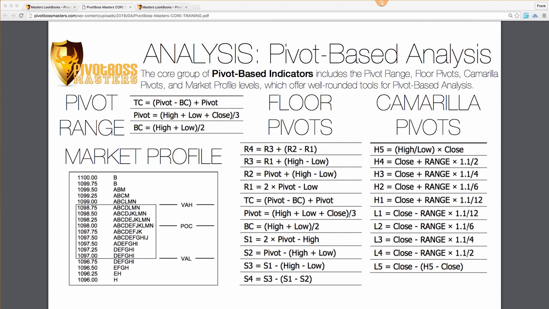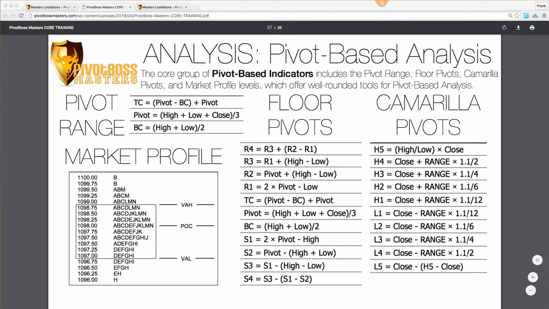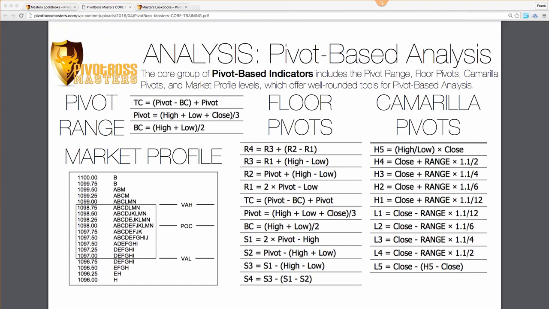So here's the core group of pivot-based indicators. And again, this core group includes the pivot range, floor pivots, Camarilla pivots, and market profile levels, which offer well-rounded tools for pivot-based analysis. And so I made mention in the previous slide that some of these are classic indicators. Some are data-driven. Some are kind of the newfound equations and those types of things. Some are secretive, right? So that's why I said there's a good core mix of these types of indicators. For example, I know not everyone is well versed in pivots, so we'll just spend a couple of minutes here on each one of these.